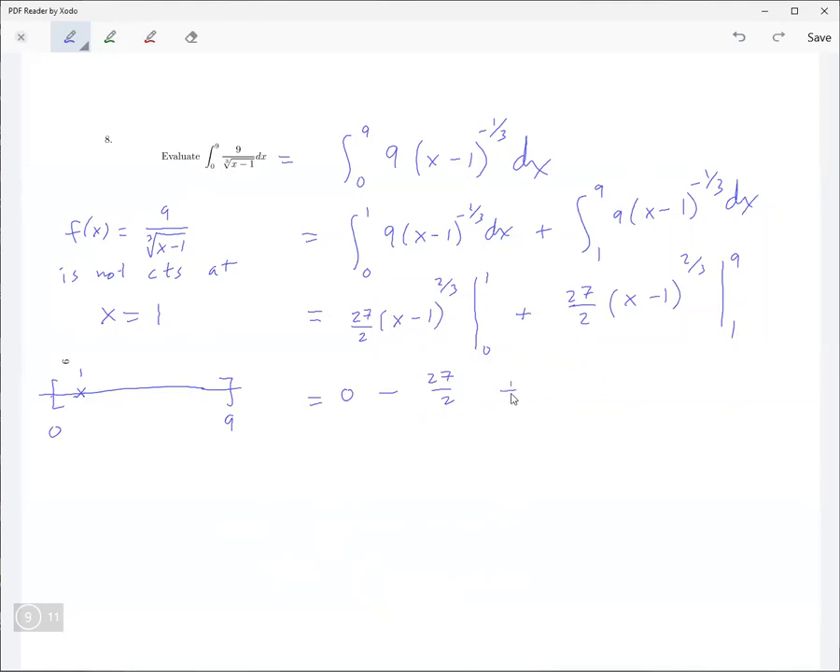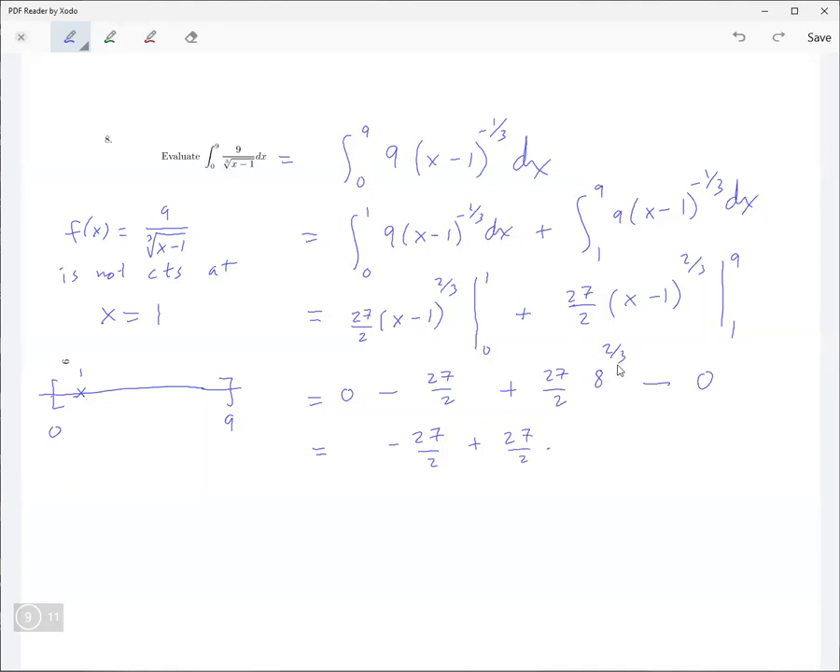And then you put a 9 in. So you got 27/2, and then you have 9 minus 1 is 8, so that's 8 to the 2/3. Subtract, put a 1 in. When you put a 1 in, that's 0. Look at that. So negative 27/2 plus 27/2 times, let's see, 8 to the 2/3.